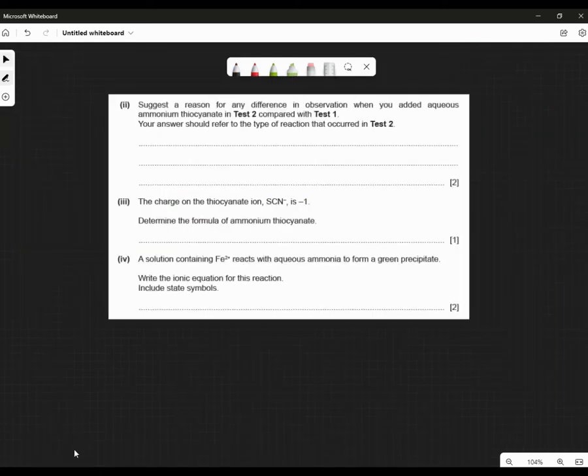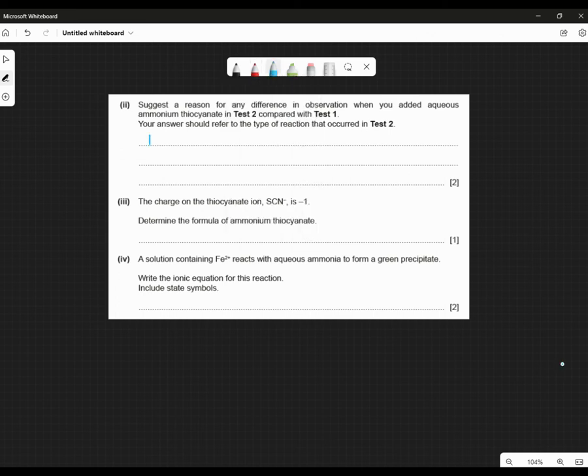Now, this is obviously the next page. Suggest a reason for any difference in observation when you added aqueous ammonium thiocyanate in test 2 compared with test 1. Your answer should refer to the type of reaction that occurred. Now, there was no reaction in test 1, but there was a deep red in test 2. And it said that you'll get the deep red color when you have Fe3+ ions. So basically, you should mention something like in test 1 there were no Fe3+ ions, but in test 2 there were lots of Fe3+ ions. So basically, we'd say something like this. Let me get a nice pen.